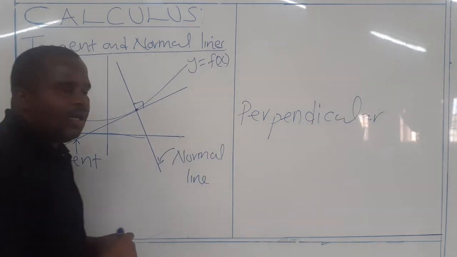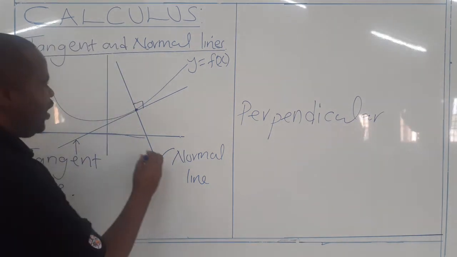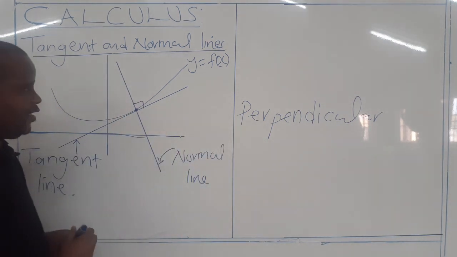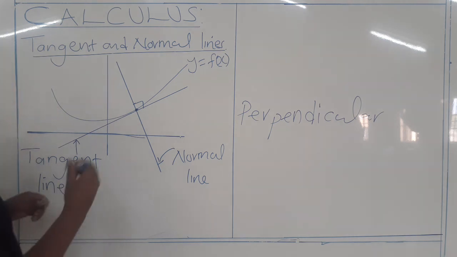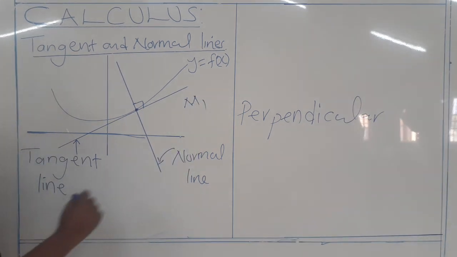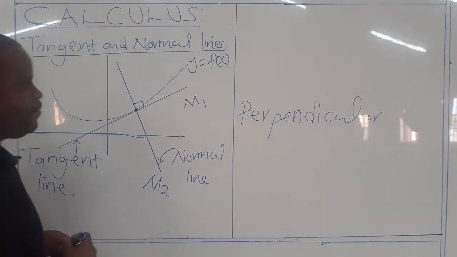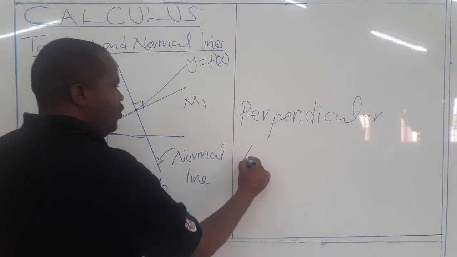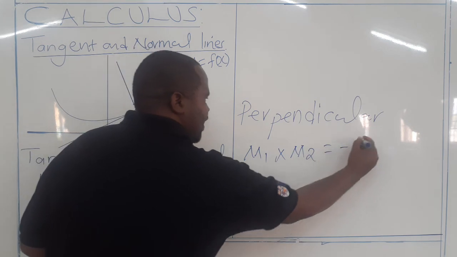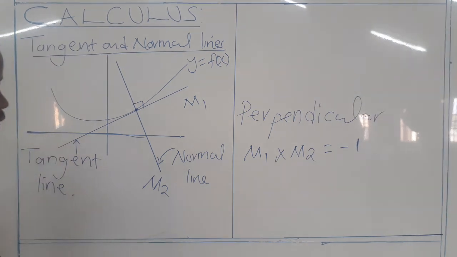Now, going by coordinate geometry, you agree with me that by perpendicular we mean that the two lines have gradients whose product is -1. Meaning that if the gradient of the tangent is m1, and the gradient of the normal is m2, then when you multiply m1 by m2, the answer must be -1.